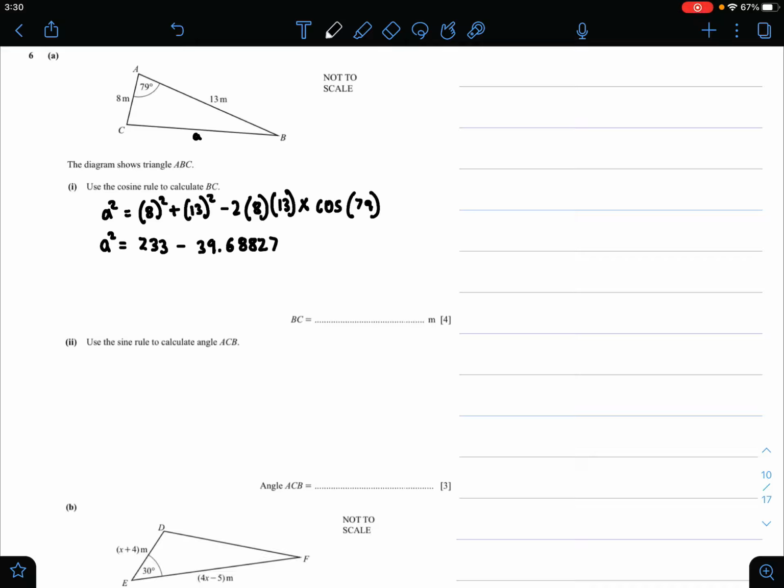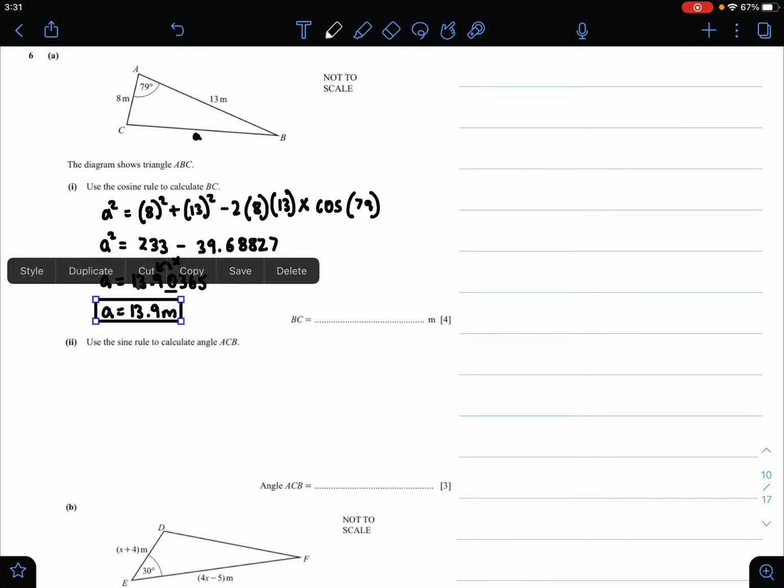39.68827. Therefore a will be equal to the root of the difference, so 233 minus 39.68827, and the root of that answer is equal to 13.90365. Since we have to give our answer in 3 significant figures, our final answer will be 13.9 meters, because the fourth significant figure, which is 0, is less than 5, so it will not round off the third significant figure to the next number. Therefore 13.9 will be your final answer for part A1.